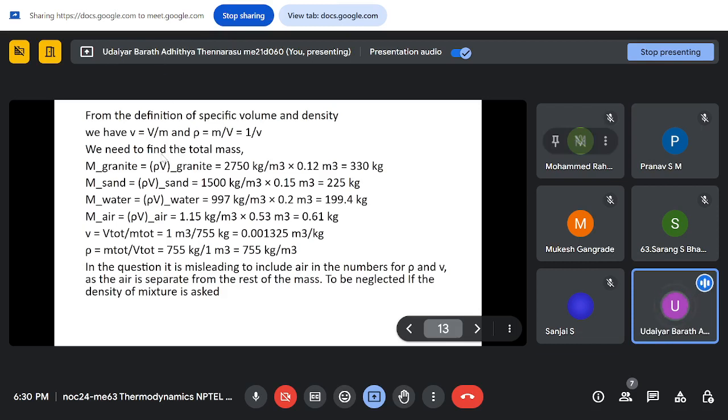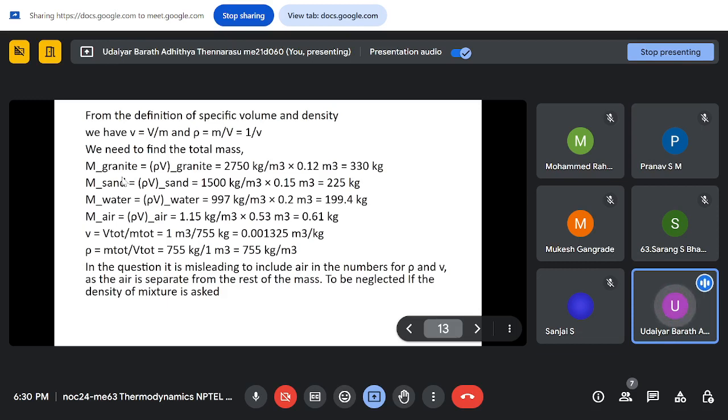For example, the mass of granite is nothing but the density of granite into the volume of the granite. It's a simple formula. Rho is m by v, so you take v to the other side, and you can find out mass. So mass is density into volume. We know density is 2750 kg per meter cube, which is already given, and 0.12 meter cube is occupied by granite. So that will give me 330 kgs.